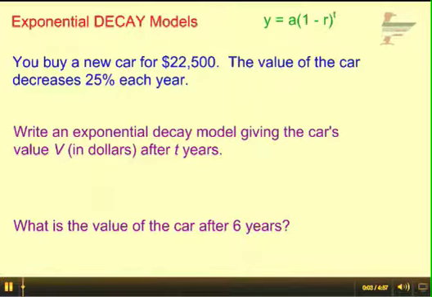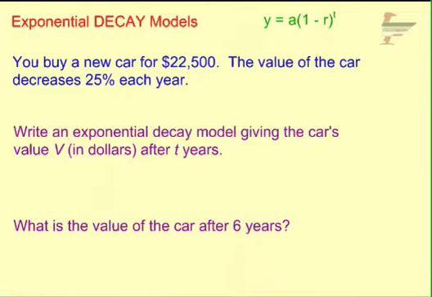Here's our example for exponential decay models. We buy a new car for $22,500. The value of the car decreases 25% each year. So if we are decreasing by a fixed percentage each year, it's an exponential decay model, and we use this equation up there. The last one we saw had a plus because it was a growth. Now we see a subtraction in there, the minus, because it is a decrease.